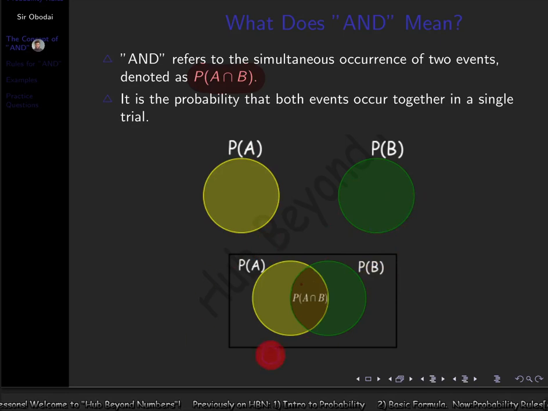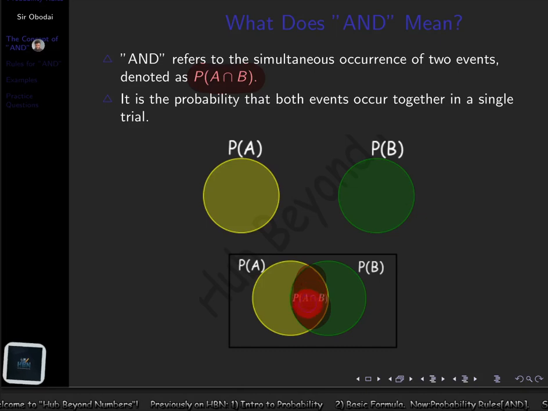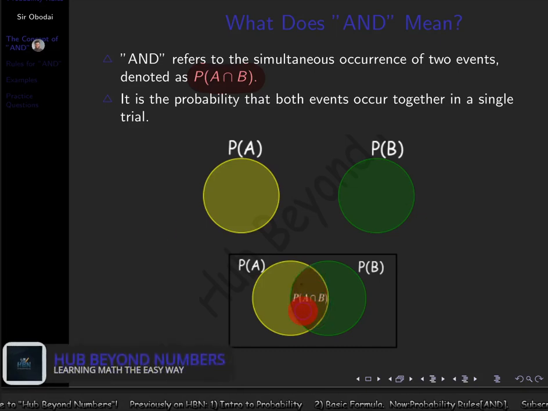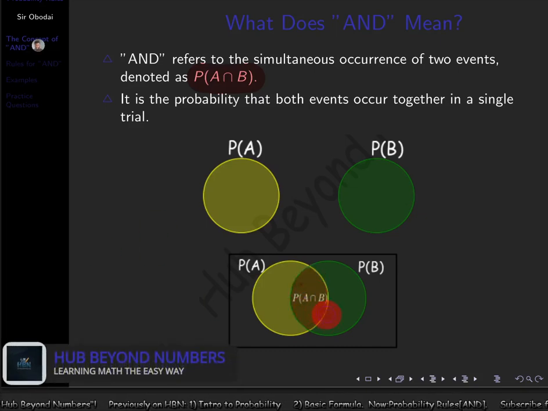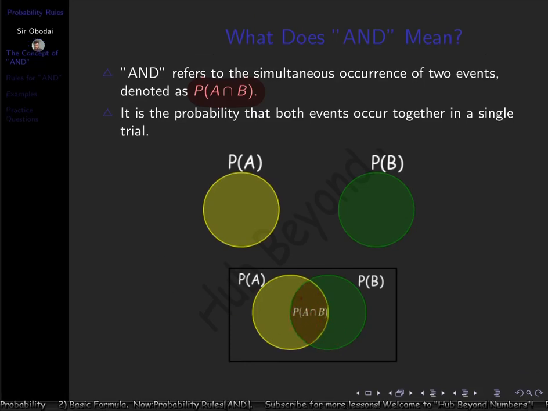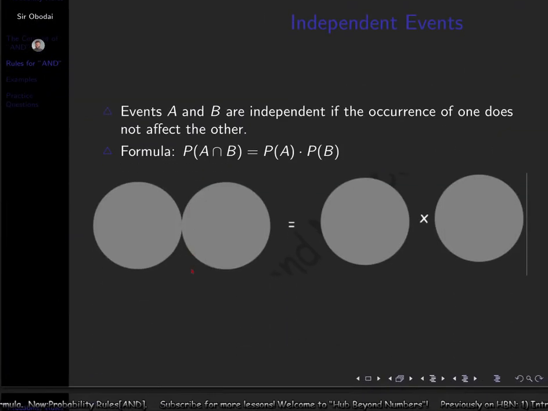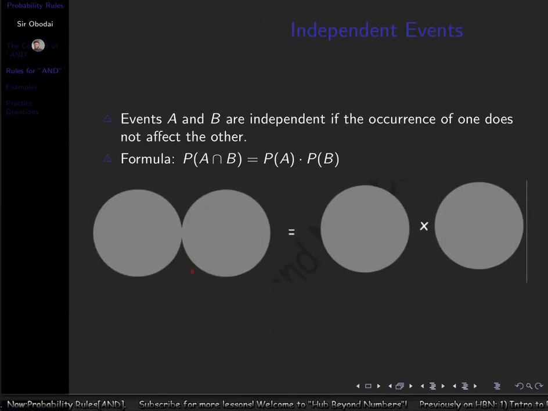And if you are to use a set diagram to denote that, this portion here is where they intersect. You see? The portion labeled here is where they intersect. So with that in mind, there are two instances where we use the "and". Let's look at them. The first one is what we call independent events.